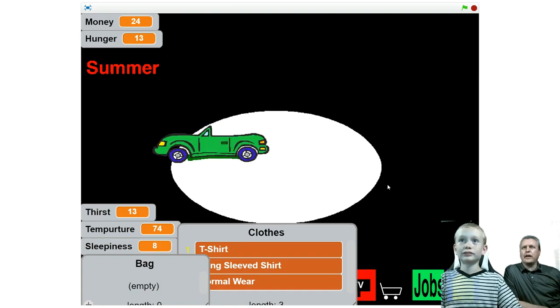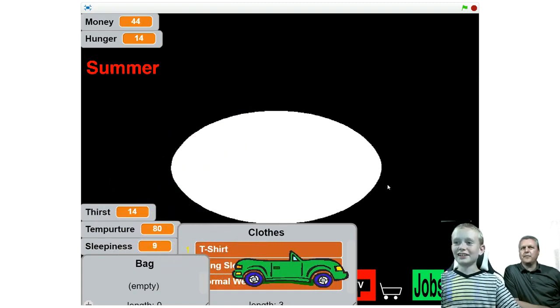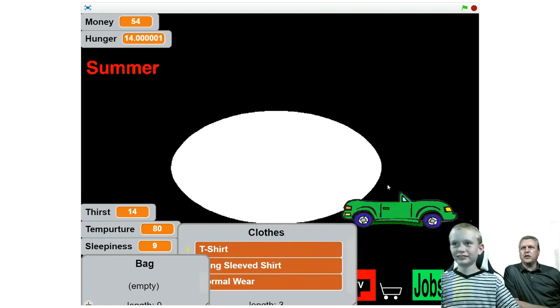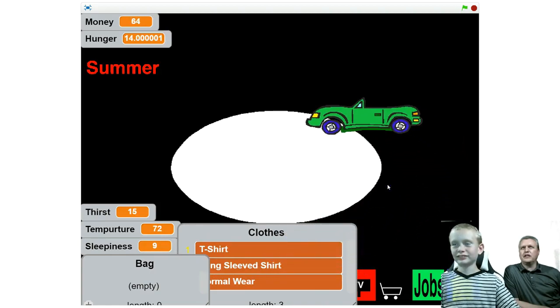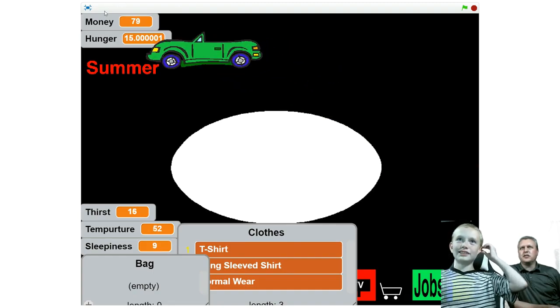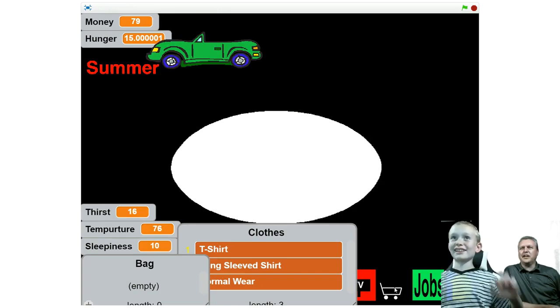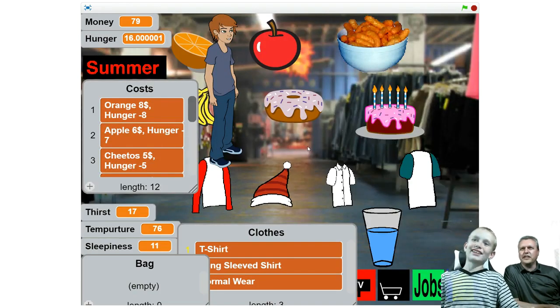So this is driving a car. This is another job. Is that right? Uh-huh. So you have to go around the lot, make laps, and your money indicator shows up here. You're rolling in the money. So now you've got to go shopping again.